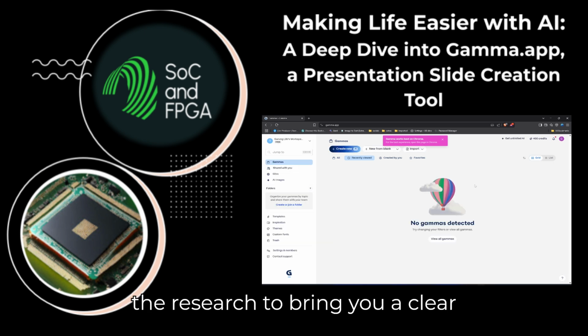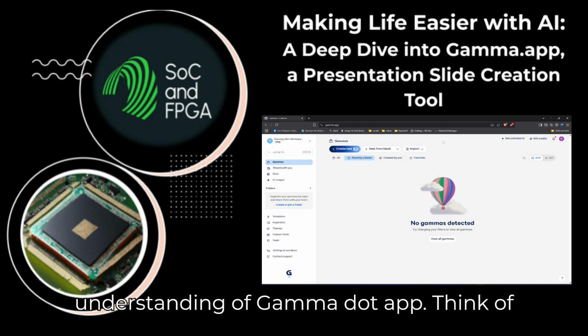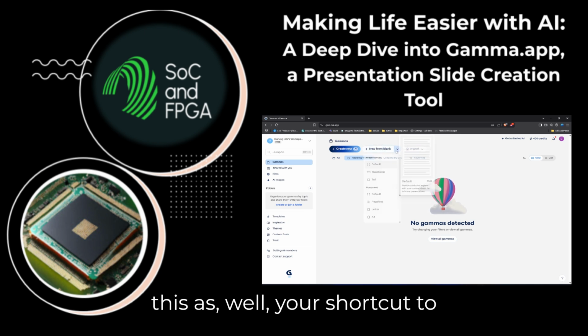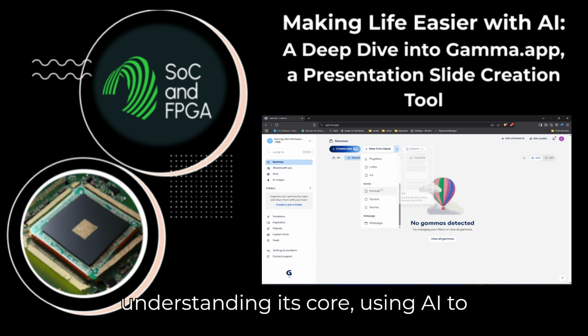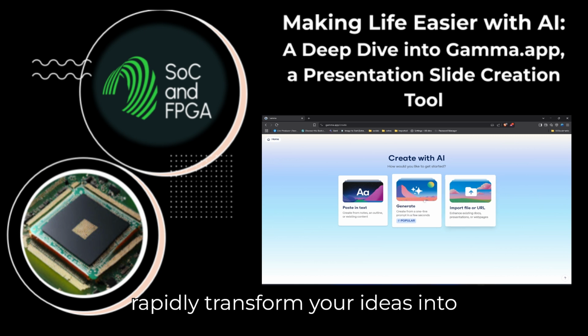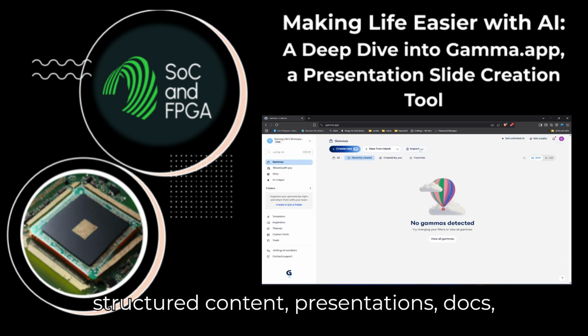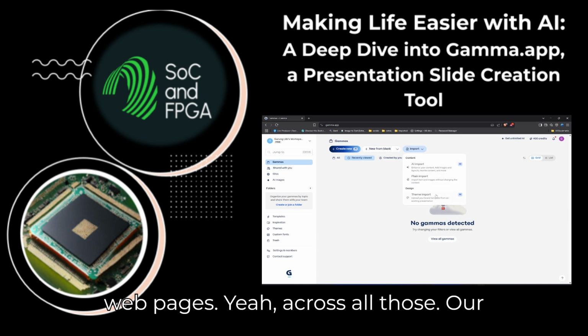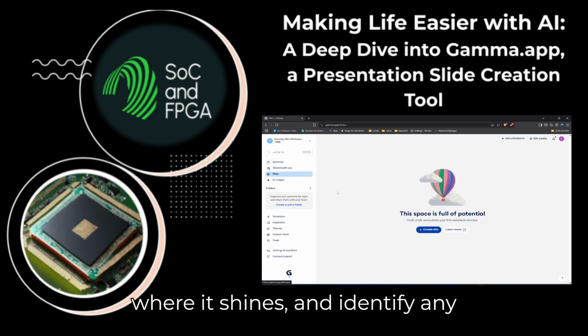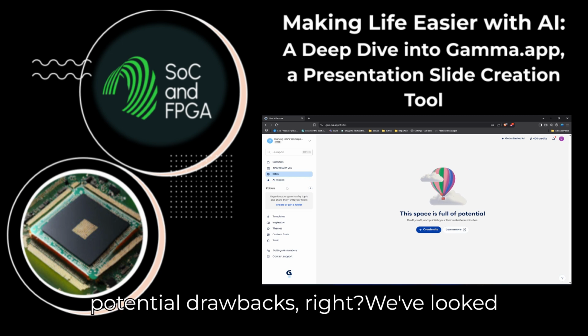Exactly. We've dived into the research to bring you a clear understanding of Gamma.app. Think of this as your shortcut to understanding its core. Using AI to rapidly transform your ideas into visually compelling and well-structured content. Presentations, docs, web pages. Our goal today is to really dissect it, see where it shines, and identify any potential drawbacks.